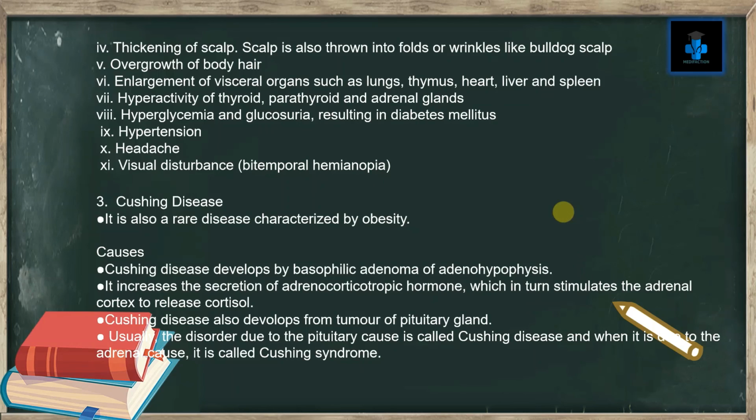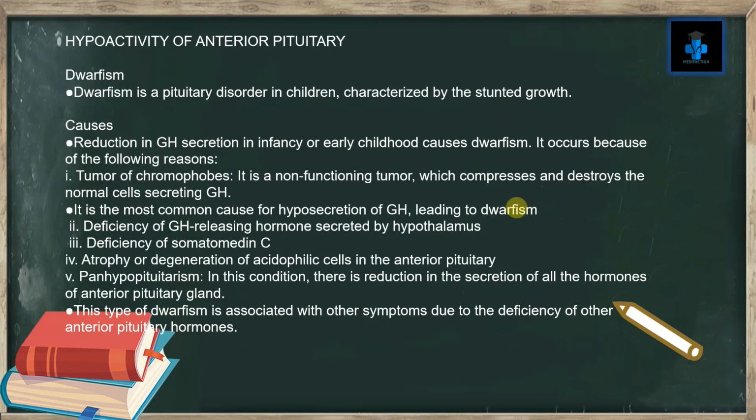Usually, the disorder due to pituitary causes is called Cushing disease, and when it is due to the adrenal cause, it is called Cushing syndrome. Now let's move on to the hypoactivity of anterior pituitary. Dwarfism. It is a pituitary disorder in children characterized by the stunted growth.